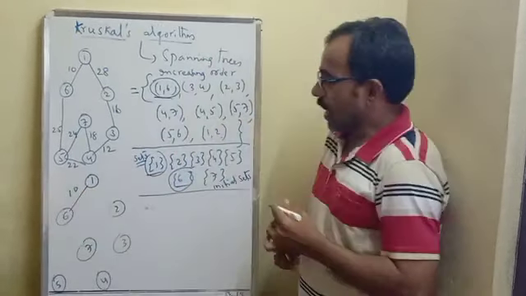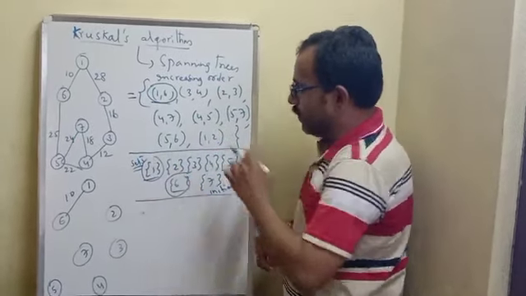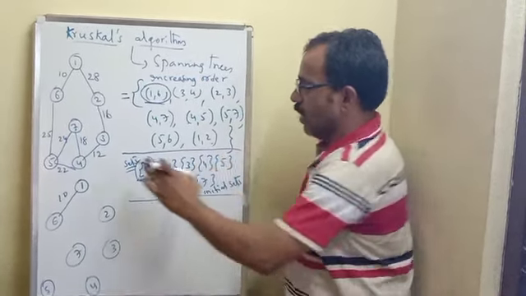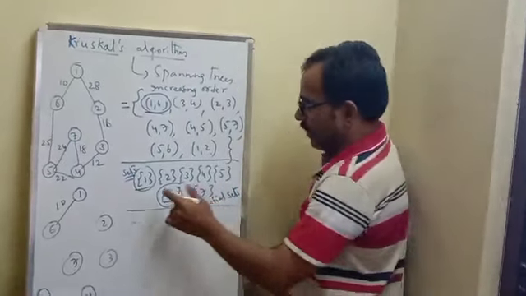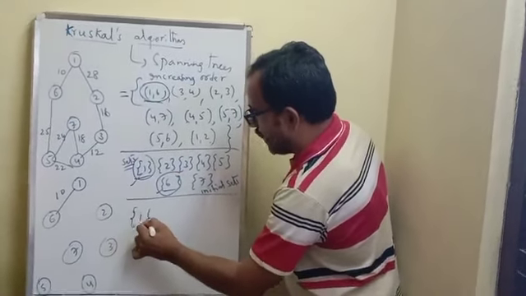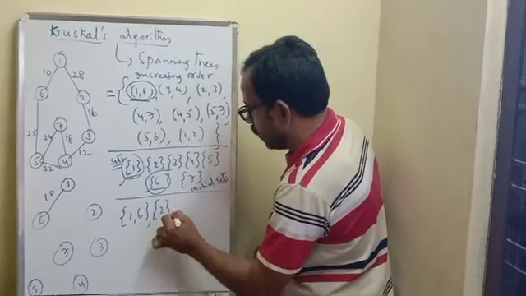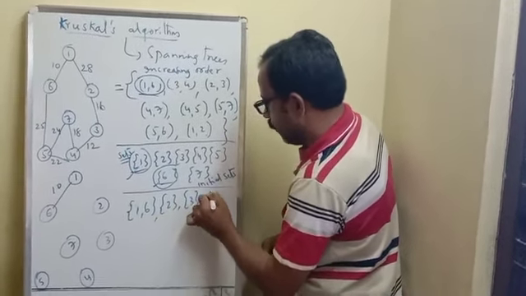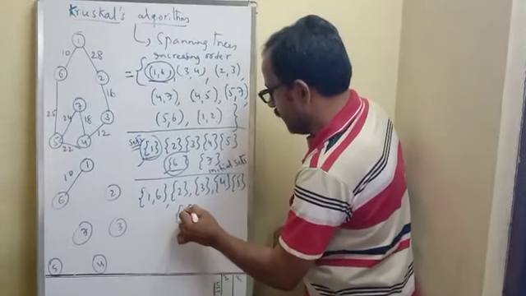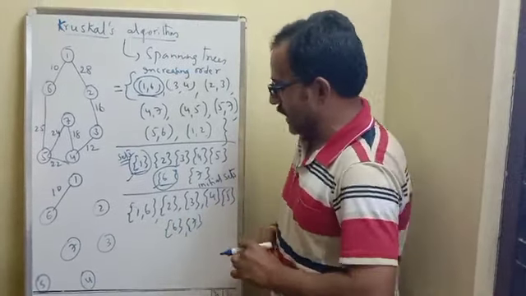After adding the edge into the spanning tree, we need to combine the two sets which contain vertices 1 and 6. This is one set, this is another set. We need to combine those two sets now. After combining the two sets, we get the set structure like this: 1 6, 2, 3, 4, 5, and 7. Now we have included one edge.